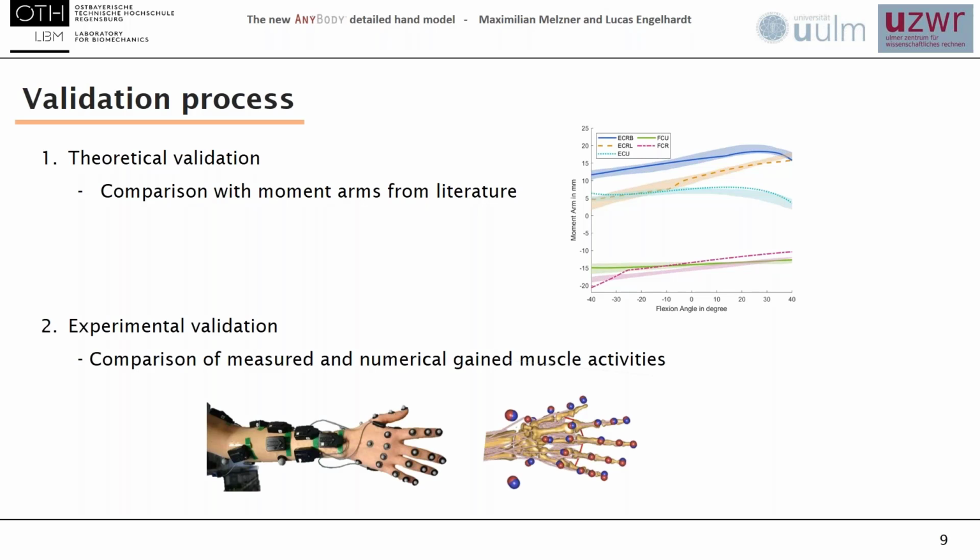The second step was experimental validation, the decisive step that is necessary to determine whether the model prediction fits reality. This consistency between model and reality is crucial when the data obtained from the model, like in this case joint reaction forces, is to be used for answering musculoskeletal research questions. Therefore, a comparison of measured electromyographic signals of the muscles with predicted muscle activities of the simulation was made.